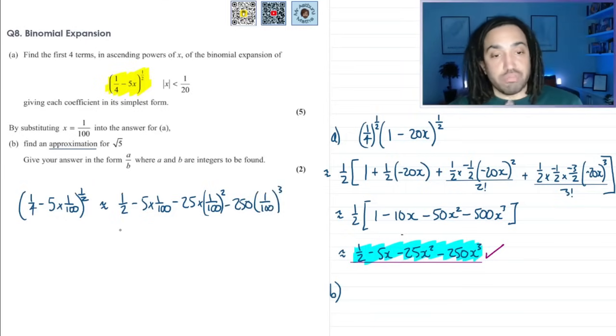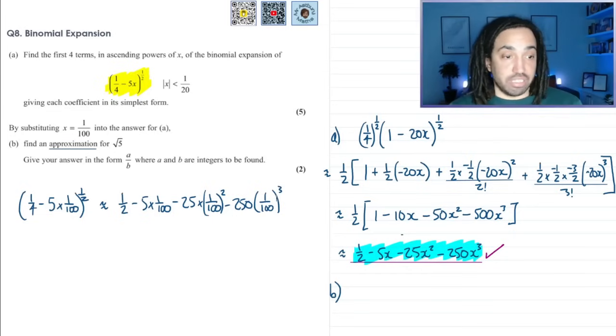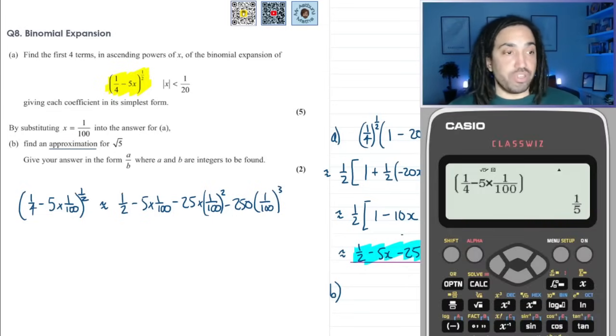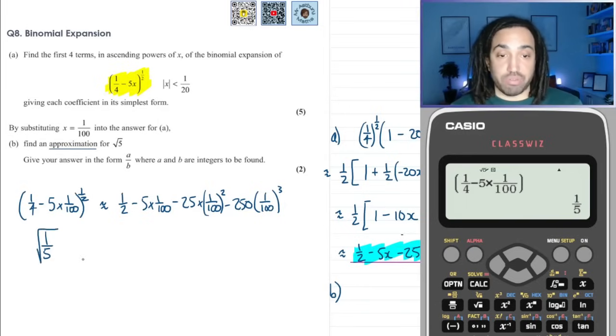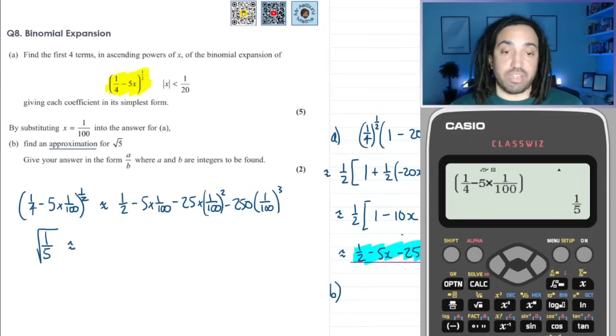Okay, so now we're just going to use the calculator. First off, I've just figured out what that bracket on the left simplifies to, and it simplifies nicely to 1/5. I haven't put the square root on there, or the power of 1/2, so I'll do that now just by putting in a square root like that. Okay, perfect. Now I'm going to do the right hand side.